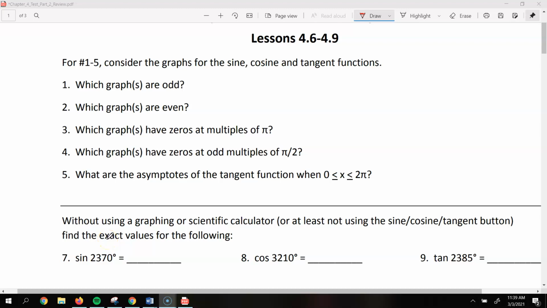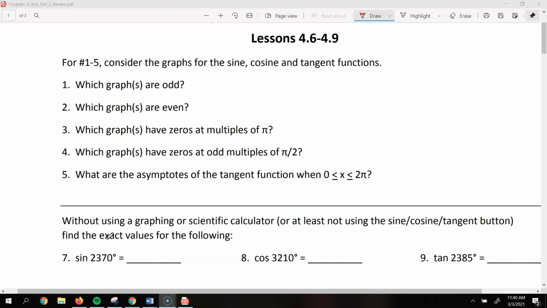All right, in this video, we're going to look at your review for lessons 4.6 to 4.9 to make sure that you're ready for the test. So in this first section, this is all about properties of the sine, cosine, and tangent functions, mostly with their graphs. The first one says, which graphs are odd.